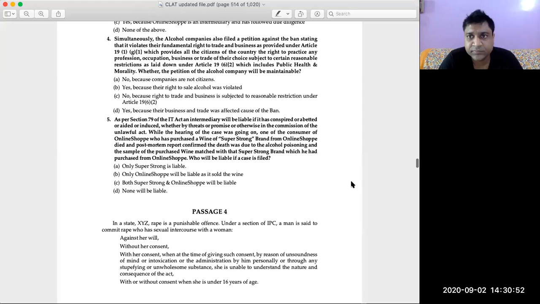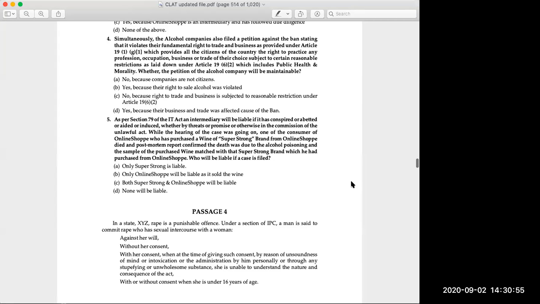Mimansha, go ahead. The question says, as per Section 79 of the IT Act, an intermediary will be liable if it has conspired or abetted or aided or induced, whether by threats or promise or otherwise, in the commission of the unlawful act. While the hearing of the case was going on, one of the consumers of an online shop who had purchased a wine of the Super Strong brand died, and the post-mortem report confirmed the death was due to alcohol poisoning, and the sample of the purchased wine matched the Super Strong brand. Who will be liable if a case is filed?